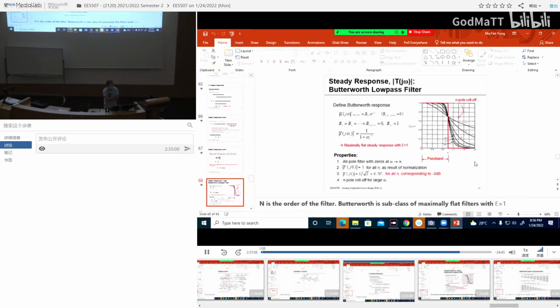So here you see, right? If this is my so-called maximally flat filter, which we should now define as a Butterworth, you see the passband is very, very flat, and then it starts to drop off. Now, what are all these? These are the different orders of the filter.